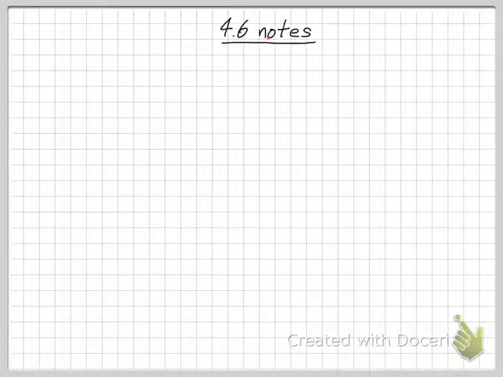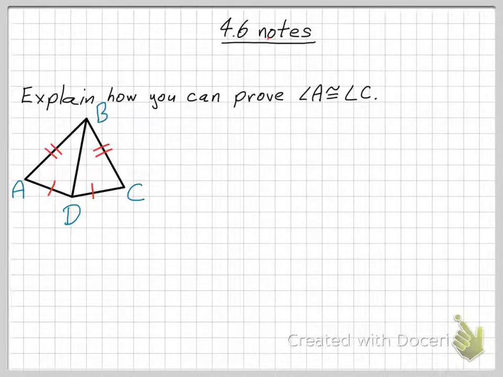Okay, so today we have 4.6 notes and explain how you can prove that angle A is congruent to angle C. So what we have been doing in chapter 4 is proving that one triangle is congruent to another triangle and then stating the congruence postulate or theorem, and we're done. But now we have one more step. So there's another added concept today. It's just one more step.